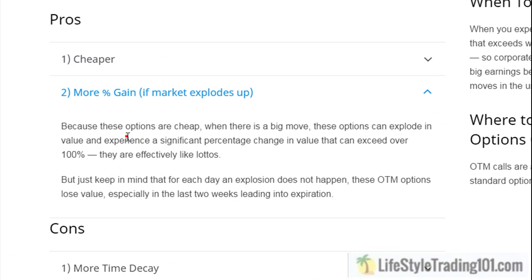So, the good thing is, they're cheap, and you could buy something for like 50 cents and it goes up to $1, and that's like 100% gain. But of course, when the market's not moving, then that 50-cent option decays towards zero. And it's going to move a good amount between now and expiration just to surpass your break-even point.